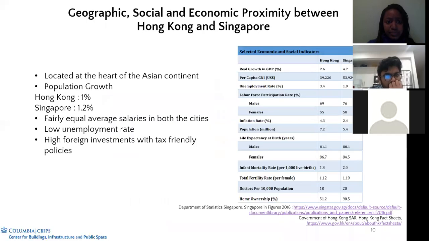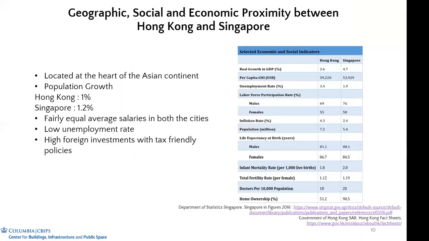Next slide. And these two countries are quite similar. So as you can see, they're both located at the heart of the Asian continent, with a similar colonial history. Population growth is similar, with Hong Kong being at 1%, Singapore being slightly higher at 1.2%. Salaries are fairly equal. The unemployment rate is low. There's high foreign investment with tax-friendly policies. However, as you can see, the housing situation is very, very different between both countries.